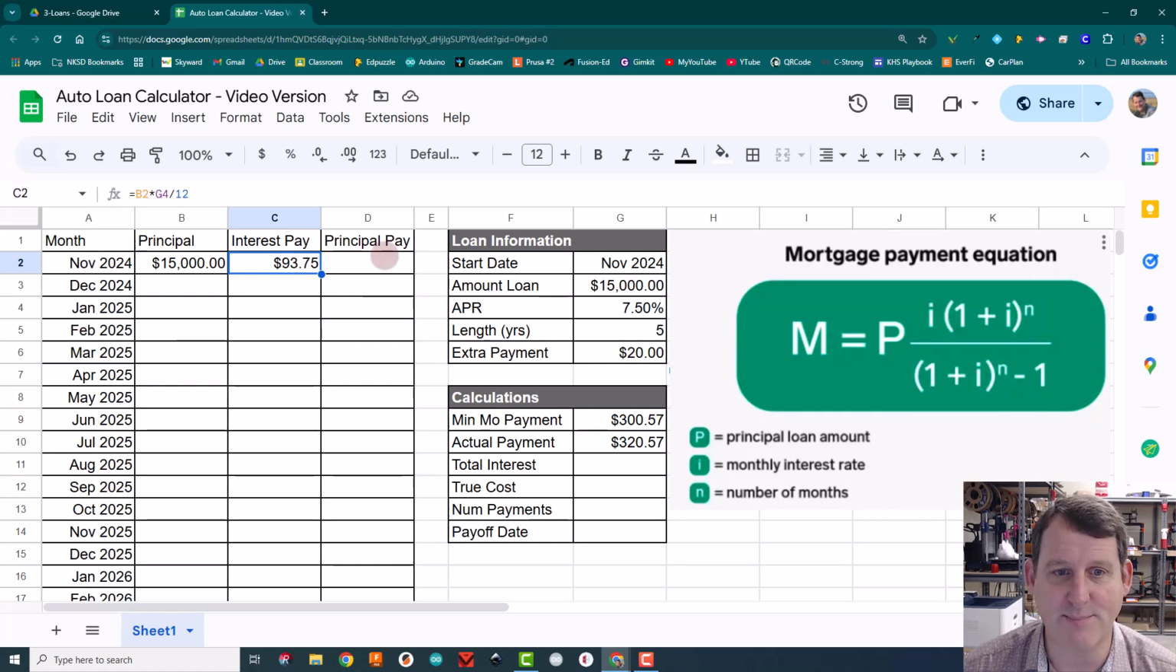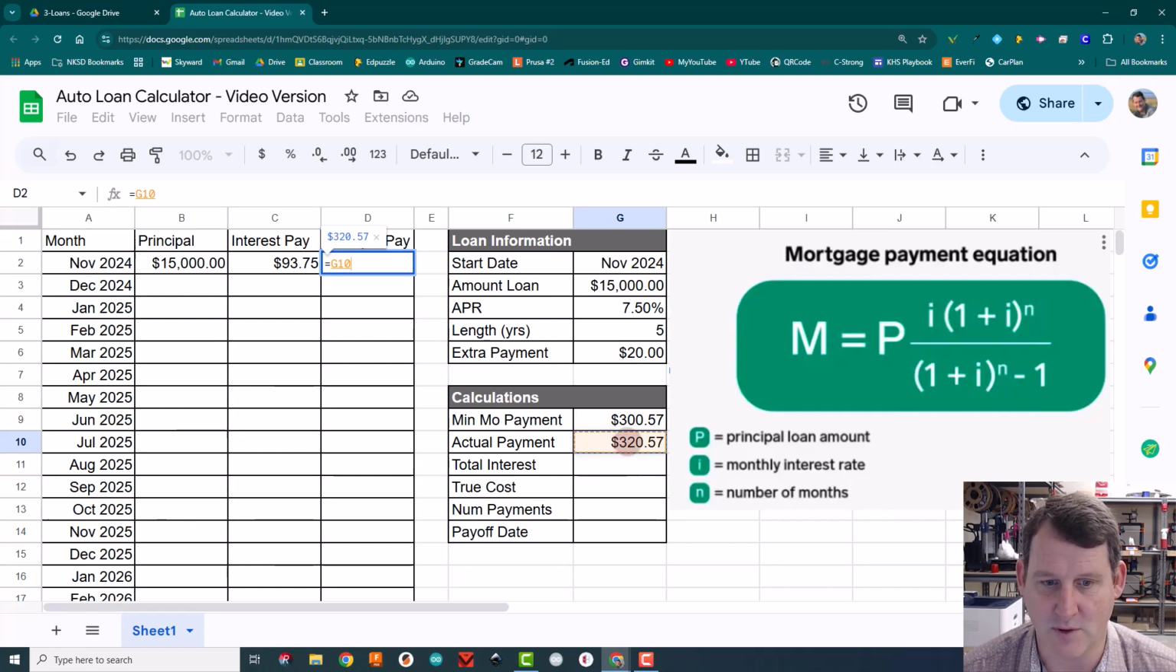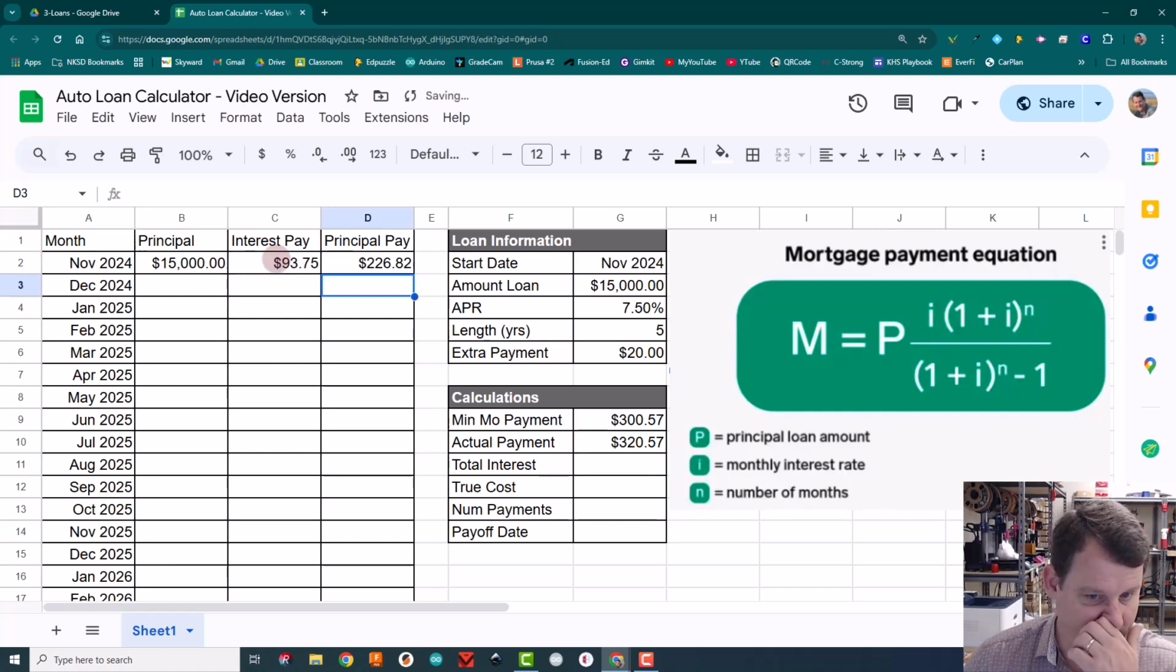And now the principal payment is how much we're going to actually pay off on the loan each month. So over here, we're going to say, here's our loan payment. So in this one, we're going to say equals. Here's the total actual payment that we're sending in. So I'm choosing the actual payment, not the minimum monthly payment. I'm going to subtract from that $93.75 of interest, C2, and hit enter. So of that first payment of $320, $226 went towards paying the principal.